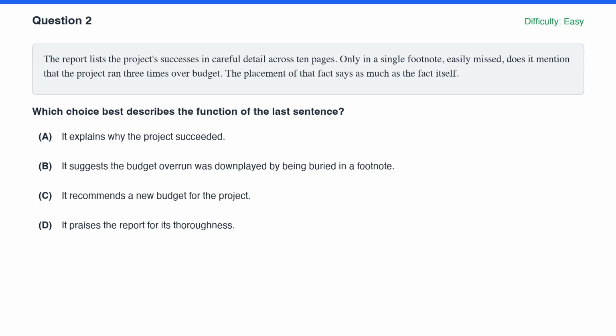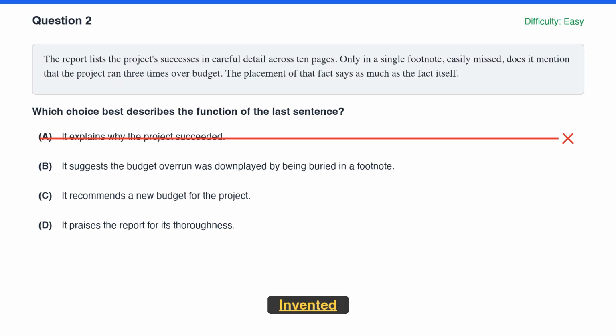Step 2. Verb, not topic. What does that sentence do? It calls attention to how the bad news was hidden. The verb: to suggest the overrun was downplayed by being tucked into a footnote. Step 3. Predict, then match. Prediction: it points out that the failure was minimized on purpose. Let's find it. Step 4. Verify every clause. Cut overreach. Choice A. It explains why the project succeeded. Wrong direction. The sentence spotlights a hidden failure, not a success. Cross it. Choice C. It recommends a new budget. No recommendation appears anywhere. Invented.